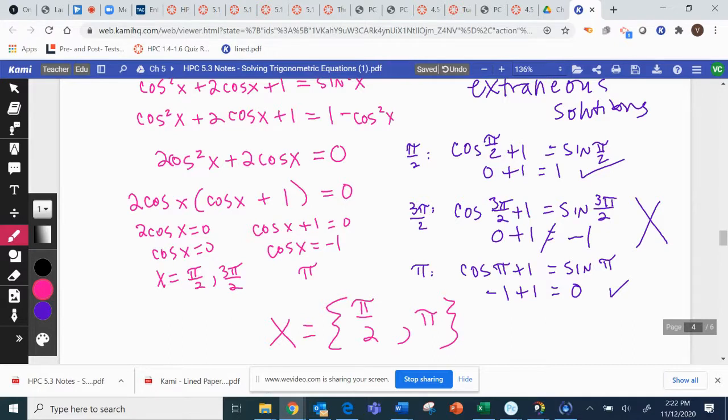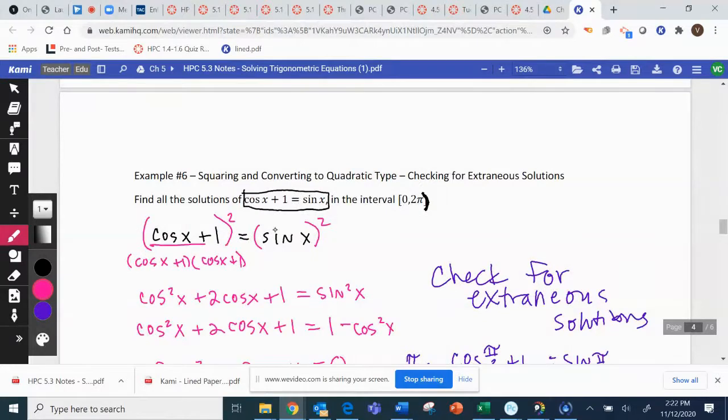If we have an extra second, I'll show you how you can check them. I'm pretty sure the book goes over checking. Maybe not. But oh yeah, it does, in the book by example 2. You could use your graphing calculator to graph each side. Like you would graph cosine x plus 1 and graph sine x and see where they intersect from 0 to 2 pi. So you'd set your window from 0 to 2 pi.